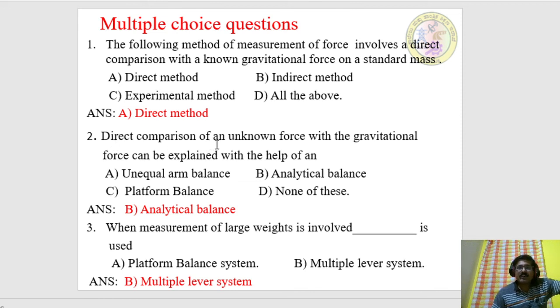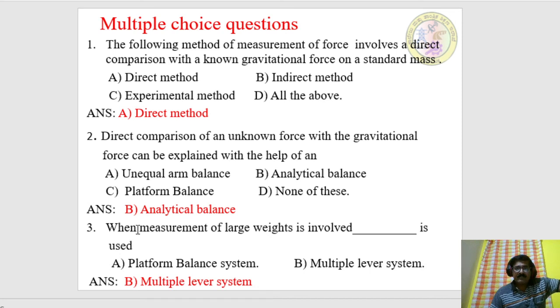Next, question number 2. Direct comparison of an unknown force with the gravitational force can be explained with the help of an. Options are A, unequal arm balance, B, analytical balance, C, platform balance, D, none of these. Direct comparison of an unknown force with a gravitational force can be explained with the help of, definitely, an analytical balance.